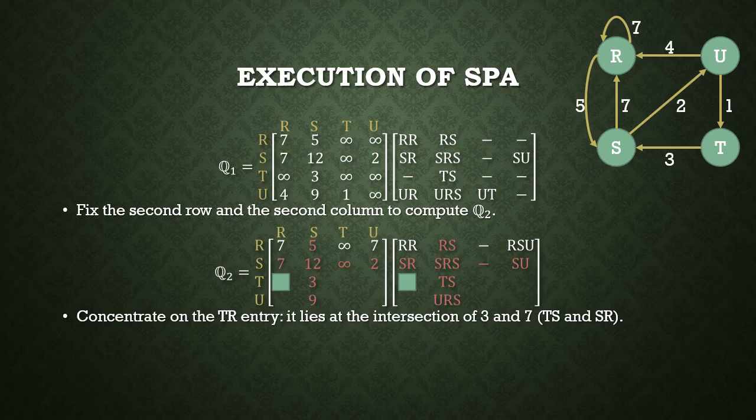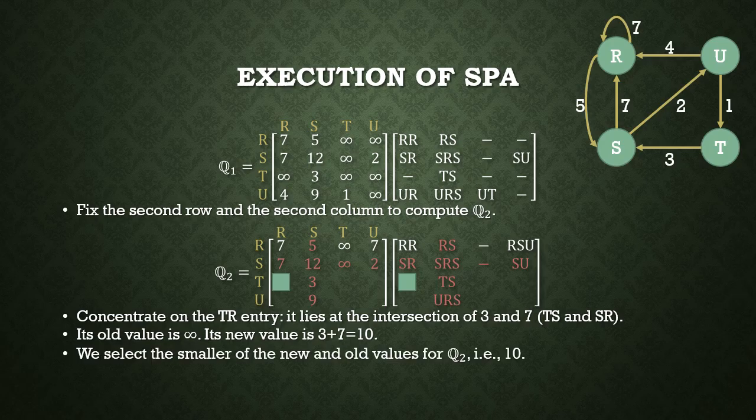Concentrate on the TR entry. It lies at the intersection of 3 and 7, TS and SR. Its old value is infinity, its new value is 3 plus 7, which gives us 10. We select the smaller of the new and old values. For Q2, we select 10.